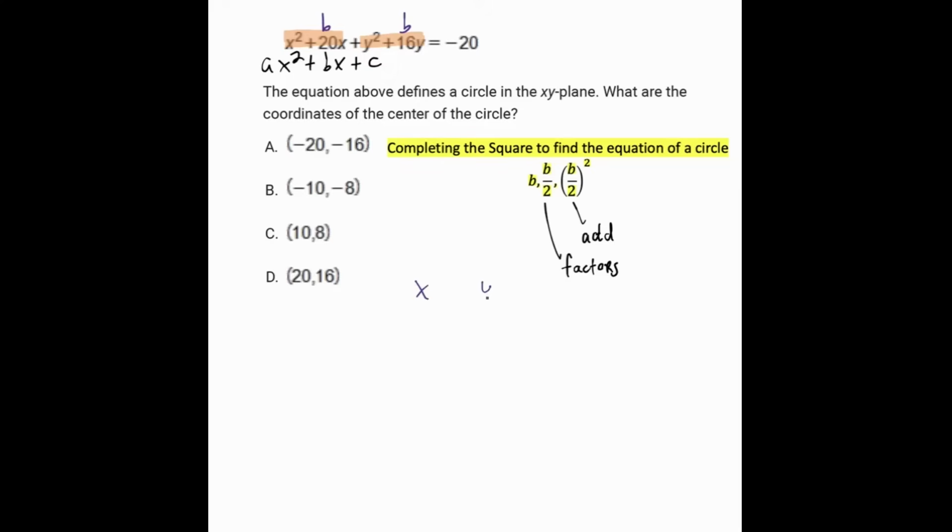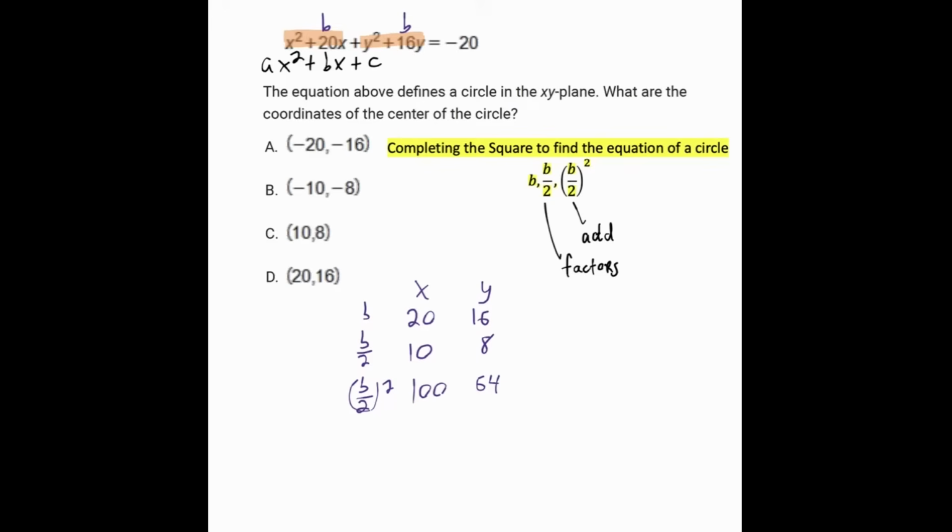So let's write that out. For x and for y, we have b over 2, and b over 2 squared. So here we have 20, here we have 16. Divide them by 2, square them. And now we know that we'll be adding 164.